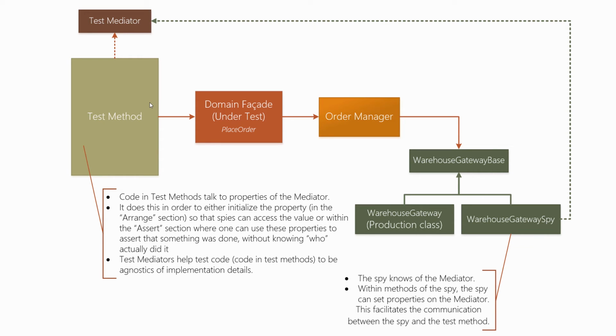This time, we are going to be using the test mediator in the arrange part of the test method, not in the assertion. Meaning we are arranging for an exception to be thrown. And of course, in the assertion, we assert the exception was thrown. So we don't have to use the test mediator over there. Okay, so let's look at how that goes.